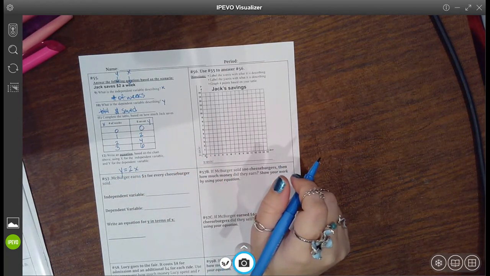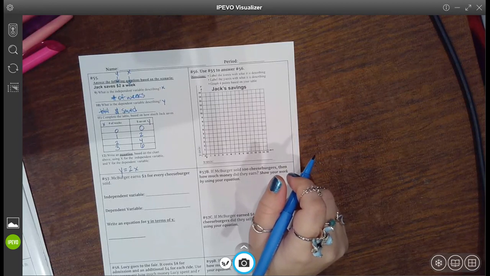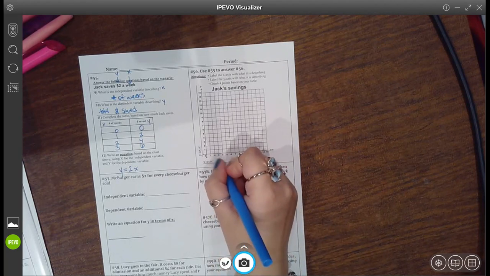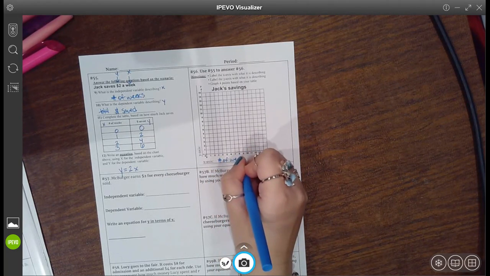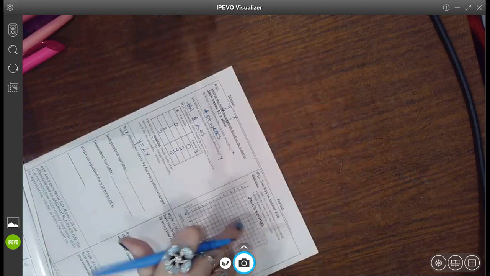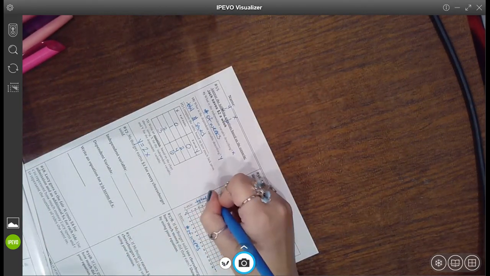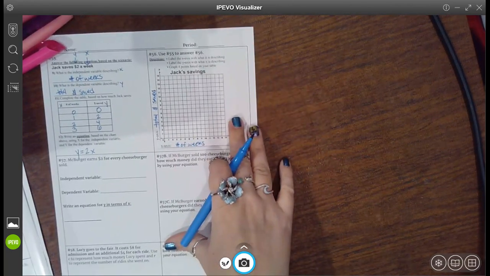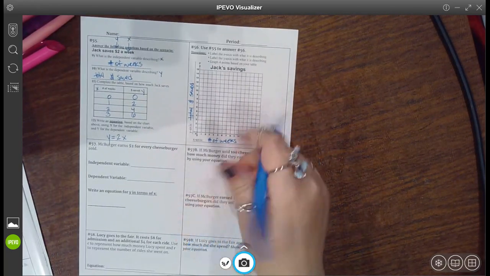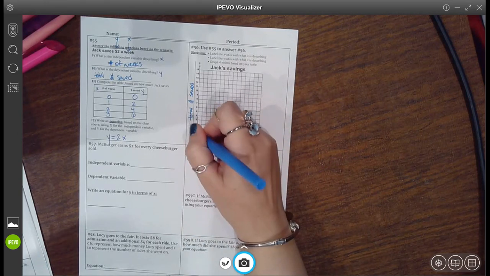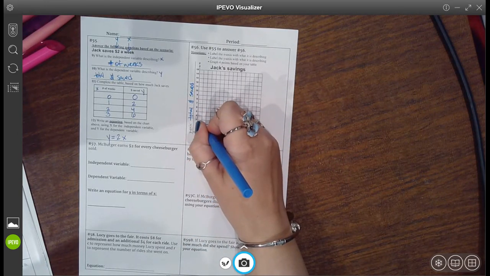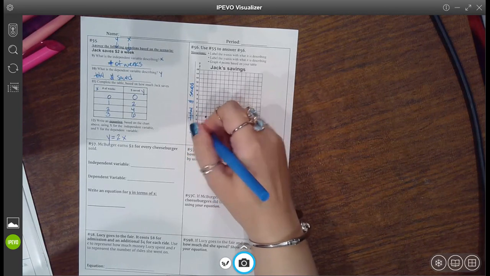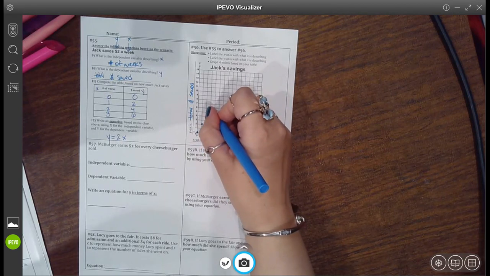Okay, use 55 to answer 56. Label the X and Y axis. So X was the number of weeks, and Y was the total money saved. And then I'm going to graph those points that we did. So over nothing, up nothing, over 1, up 2, over 2, up 4, and over 3, up 6.